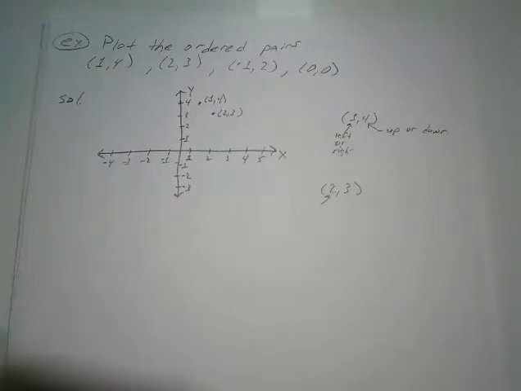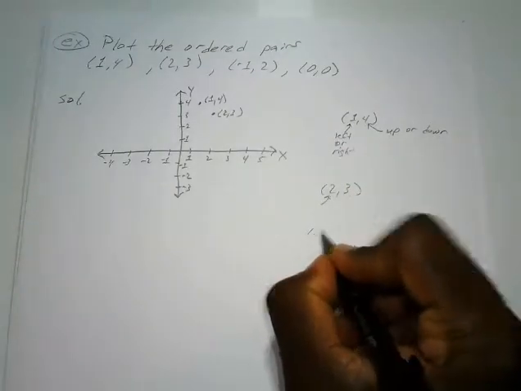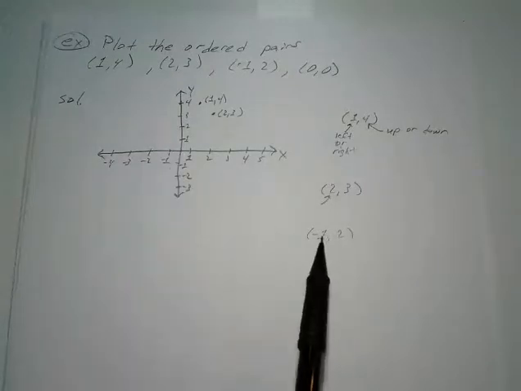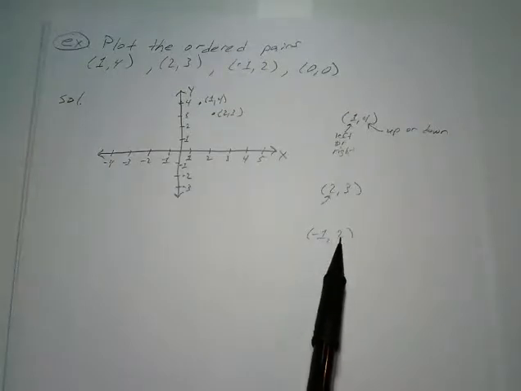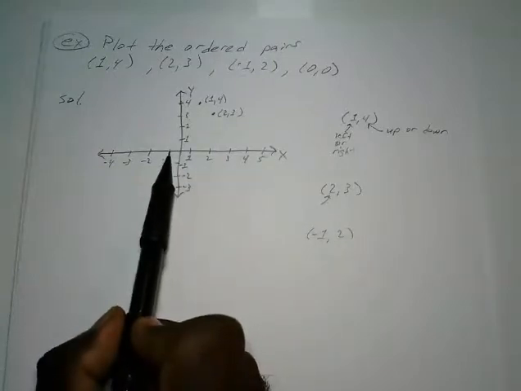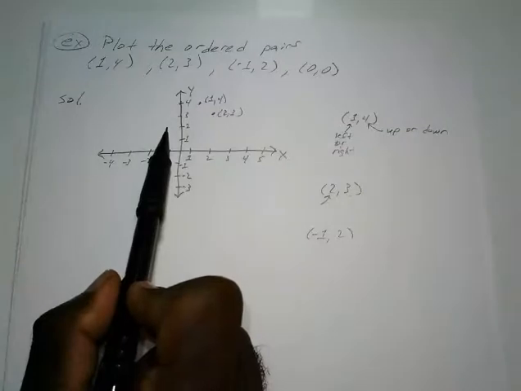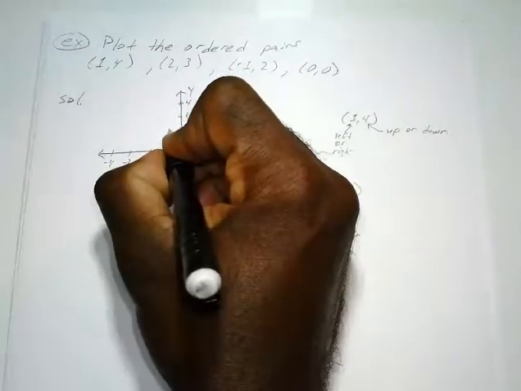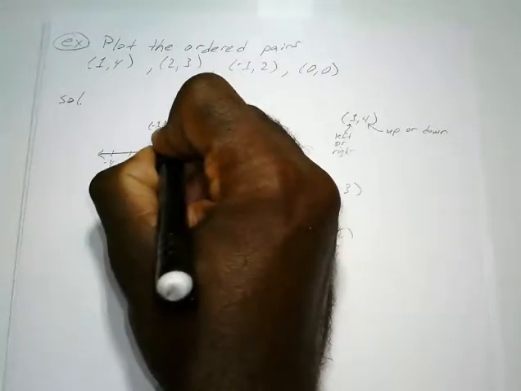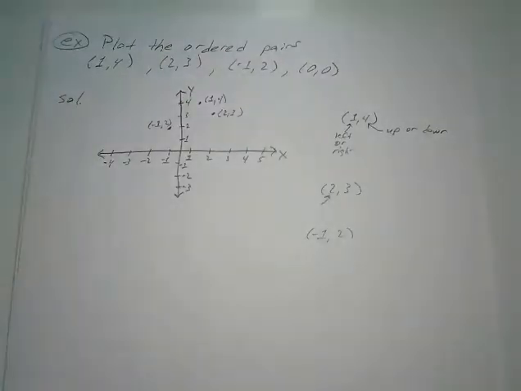Alright, so assuming you've pressed pause and did those two, we have -1, 2. Again, starting at the origin, that's letting us know that we're going to go to the left 1 space because it's negative. But then from there, we're going to go up 2 spaces because it's positive. So we're going to go -1 to the left and 2 up. Okay, so that's our -1, 2 point right there.